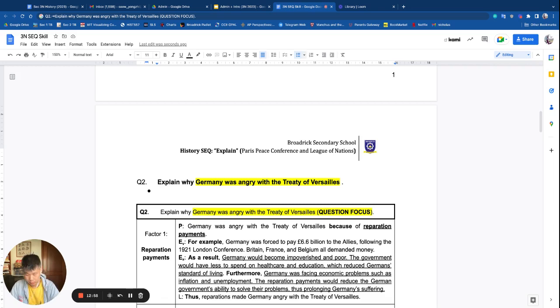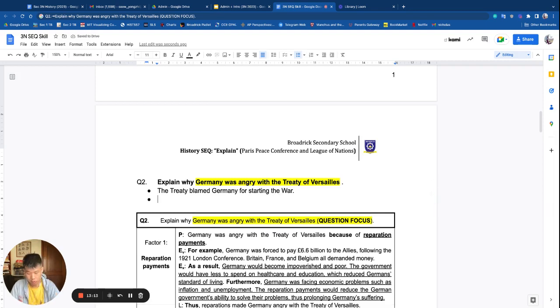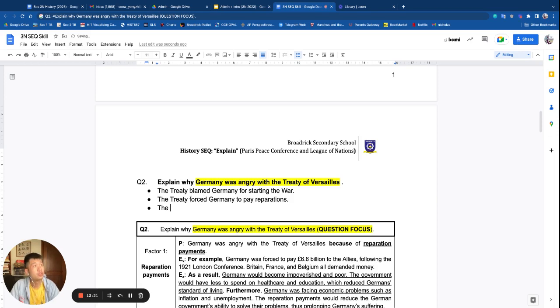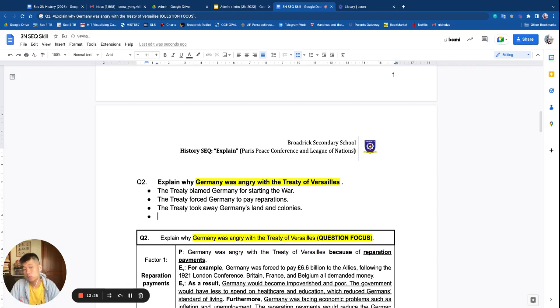And then I could tell you, angry in the Treaty of Versailles because the treaty blamed Germany for starting the war. You could even start with Germans felt it was unfair because the treaty blamed Germany. What else? The treaties forced Germany to pay reparations. What else? The treaty took away Germany's land and colonies. What else? The treaty imposed military restrictions on Germany.